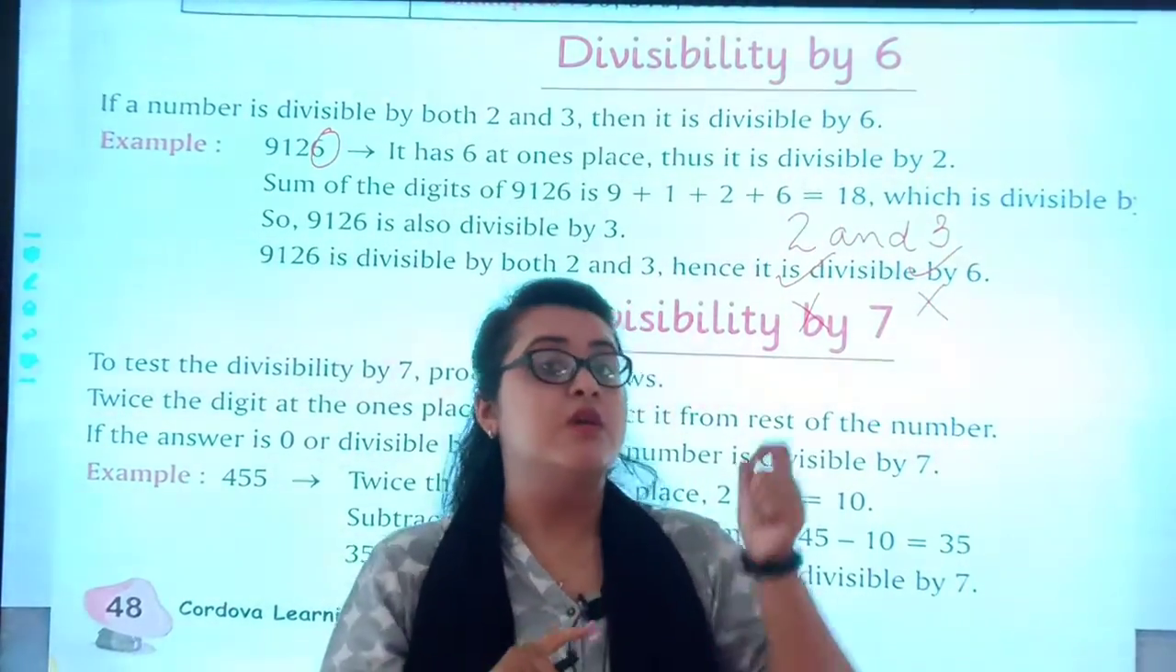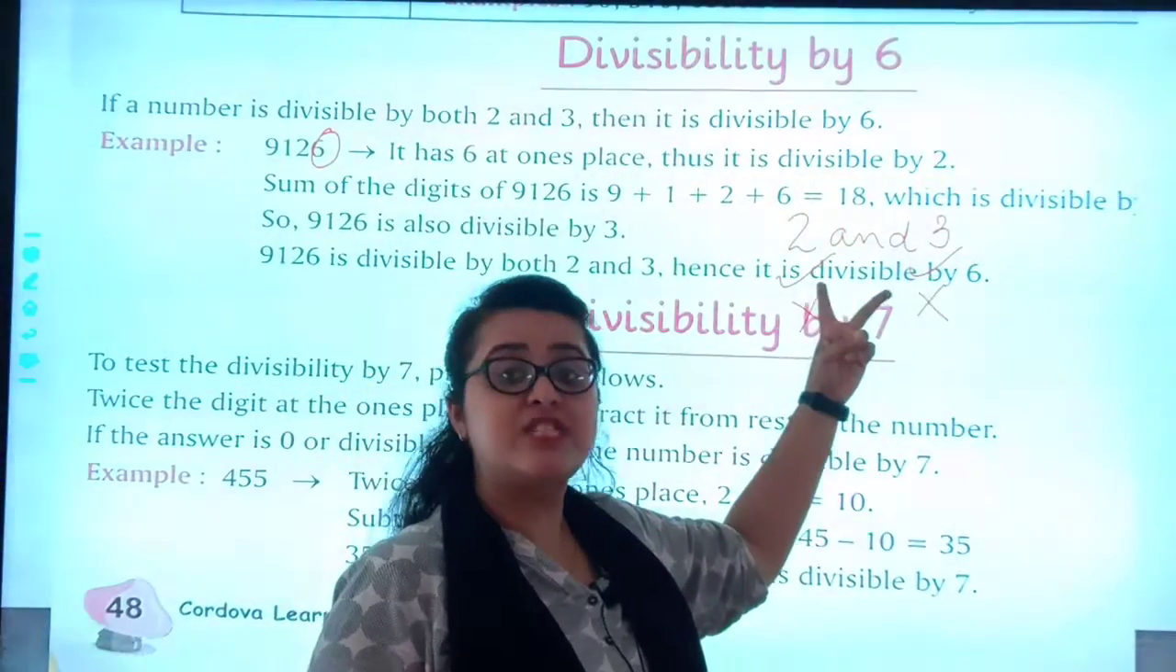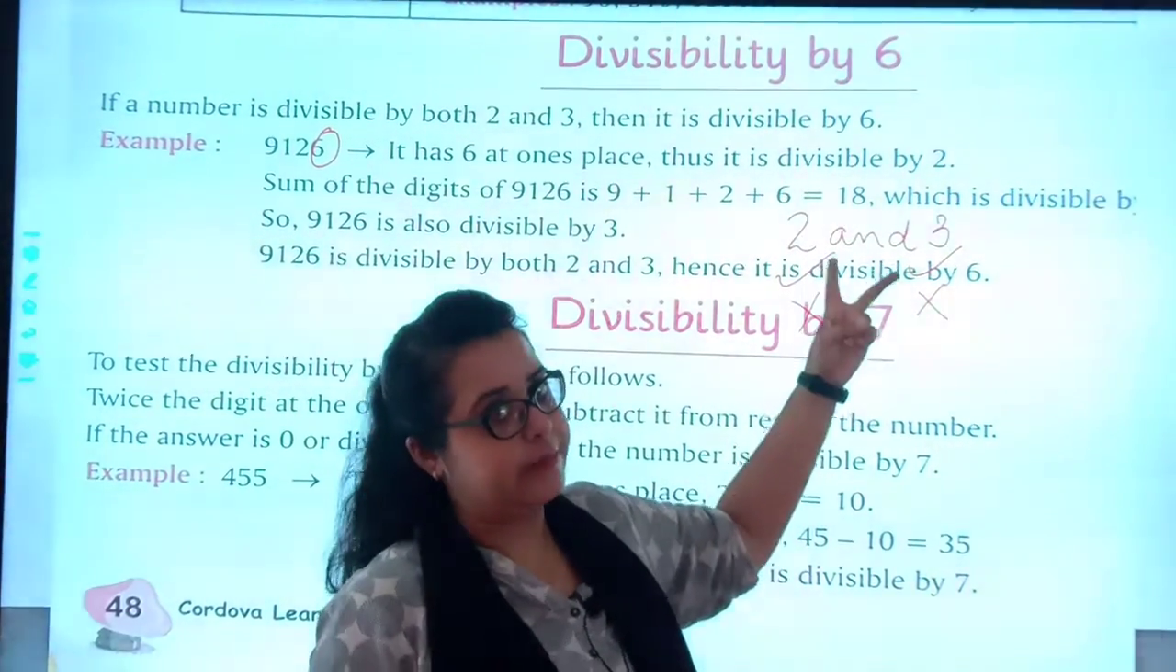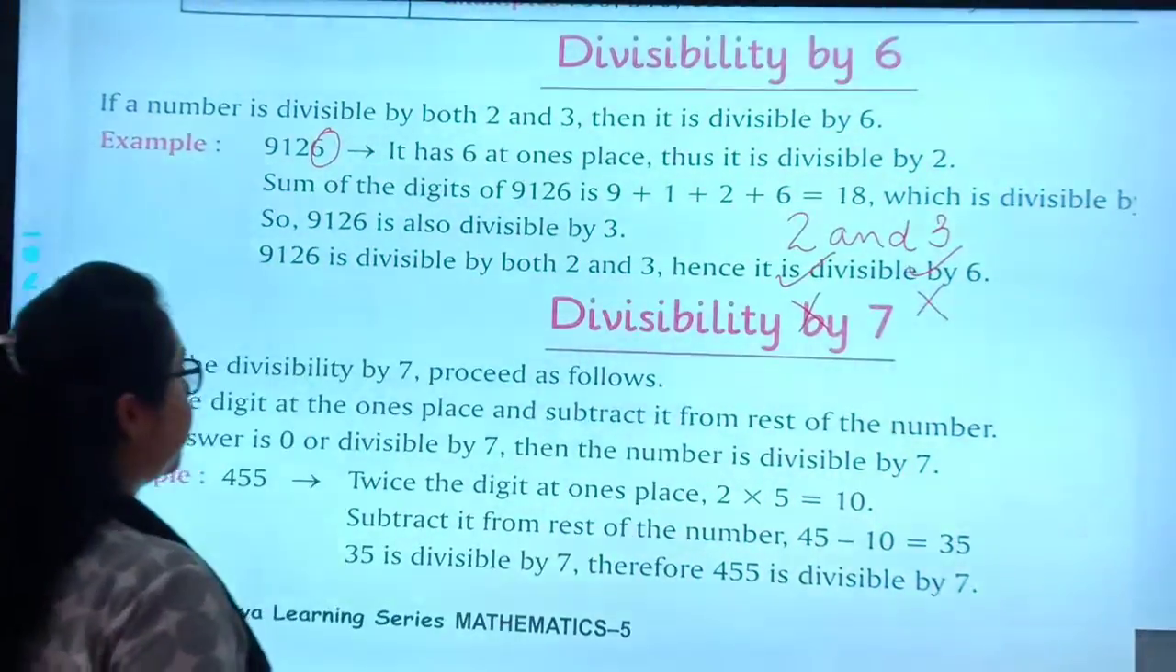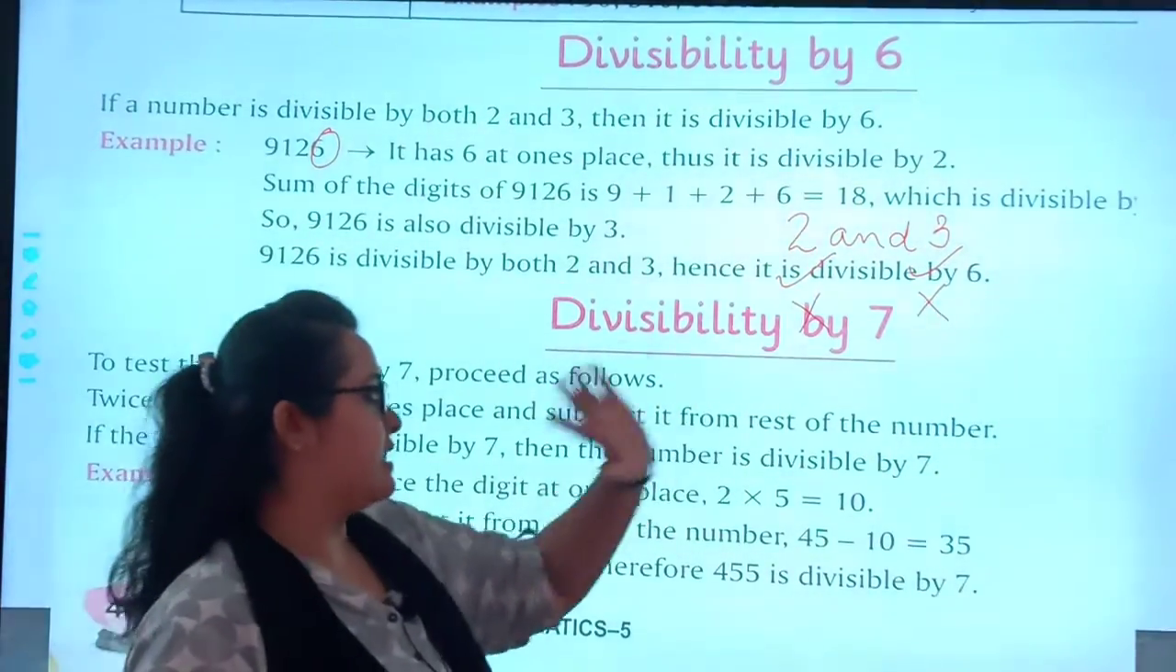Okay students, for 6 you need to find out the divisibility of 2 as well as 3. Okay. Now it comes to divisibility by 7.